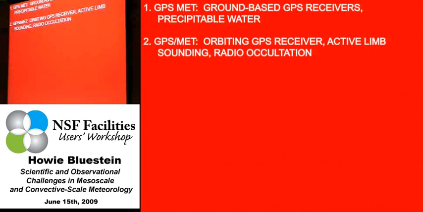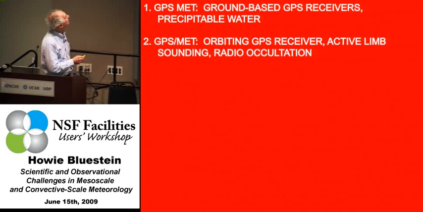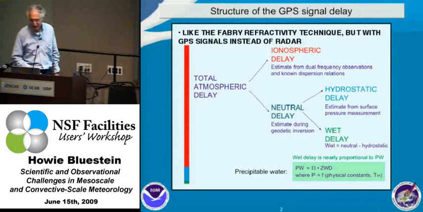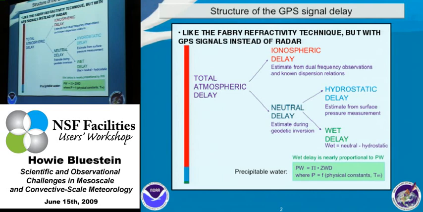I'm getting to the last technique right now. That's the GPS MET, which uses ground-based GPS receivers, and GPS MET, which uses orbiting GPS receivers, and active limb sounding and radio occultation. And this technique is like the refractivity technique with the Doppler radar, but instead here they use GPS signals.